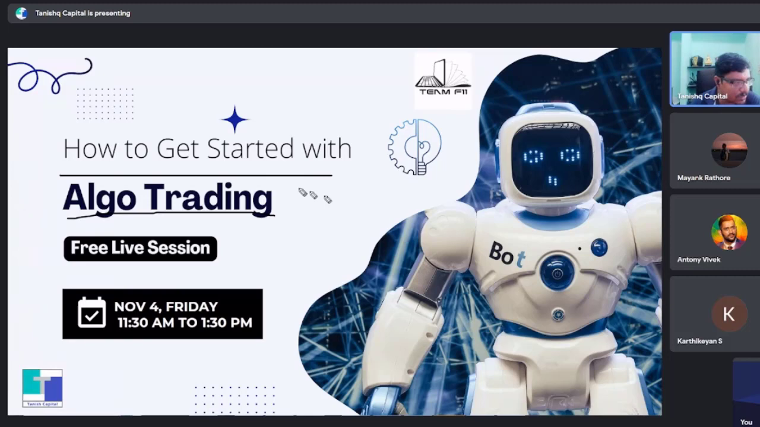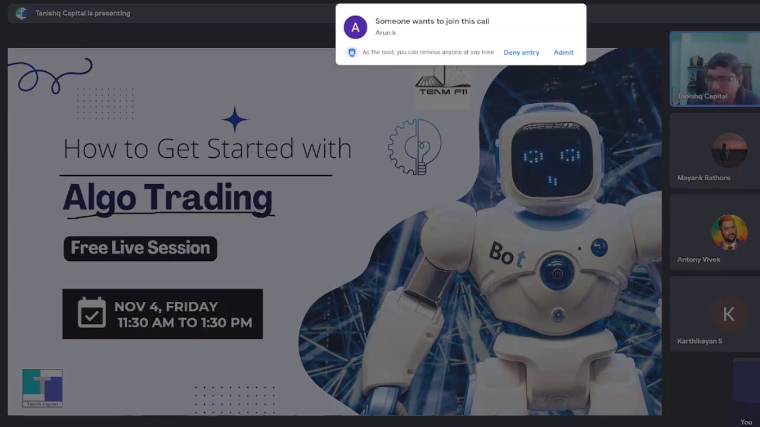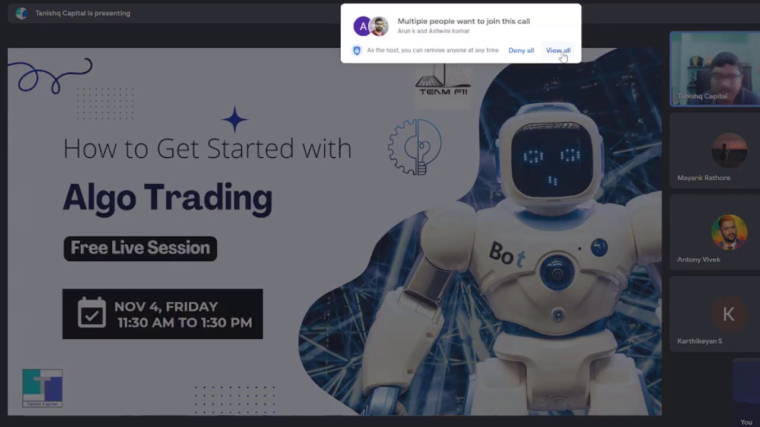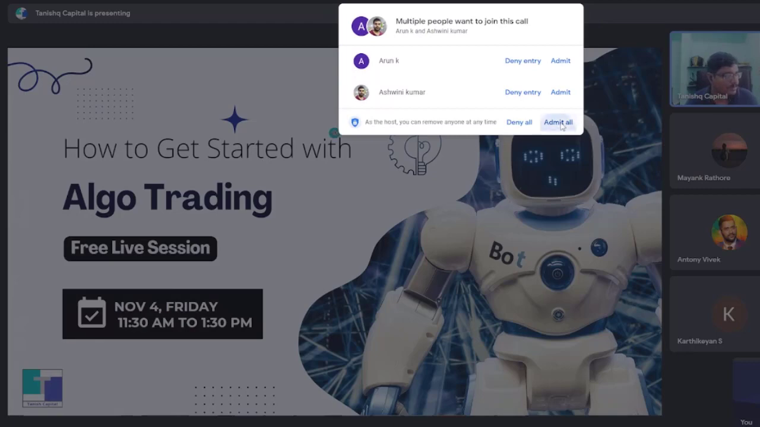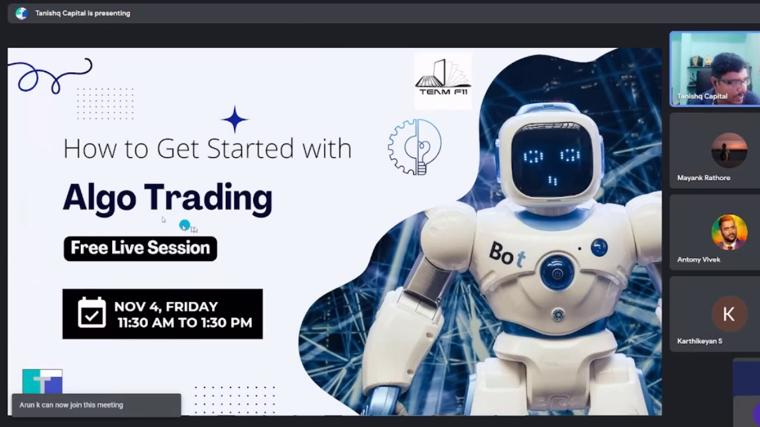At the end of the session, we are going to share some real-time performance, and if you wanted to use that algo, at the end of the day you can use the same algo also. So, how to get started with our algo trading?